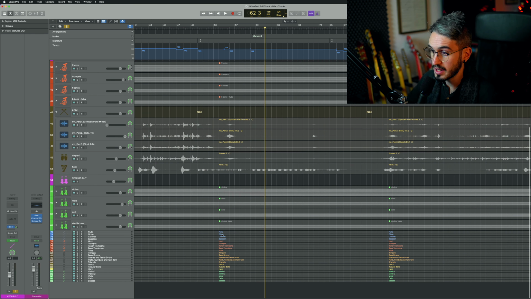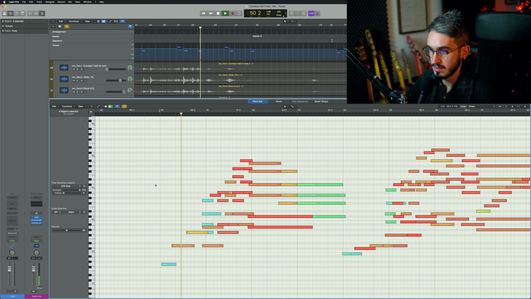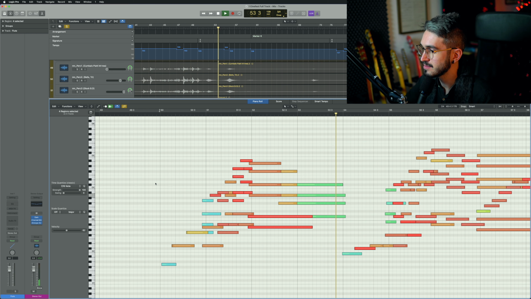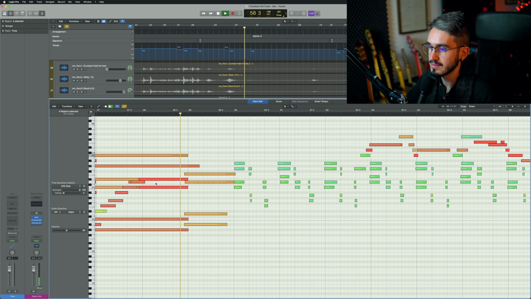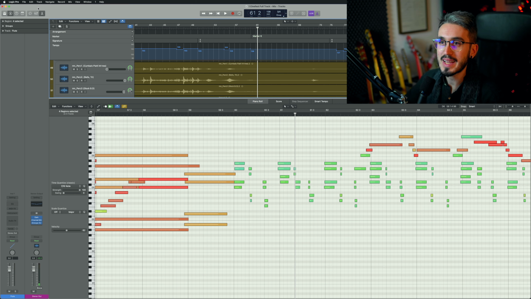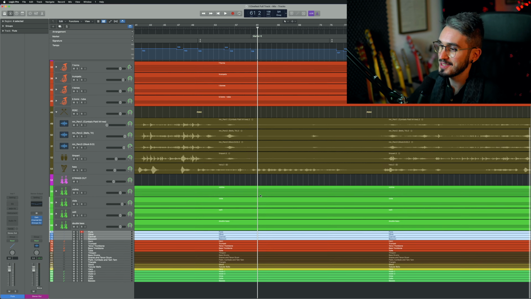And now we only have the woodwinds left. Man, I'm loving these woodwinds. So let's carry on.